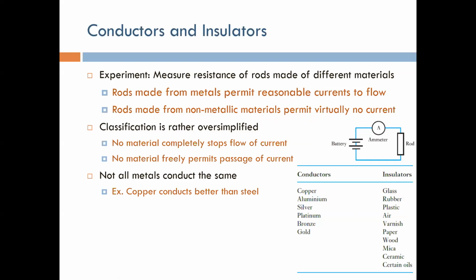But usually this classification is oversimplified, because you cannot say that a particular material can completely stop the flow of current, and you cannot say that a material can freely permit the passage of current. So you have degrees of obstruction and degrees of permeability. Not all metals conduct the same, and not all non-metals insulate the same. For example, copper is a better conductor than steel, and for insulators, you have different degrees of insulation depending on which insulator you're using. So you have variability among insulators and variability among conductors.